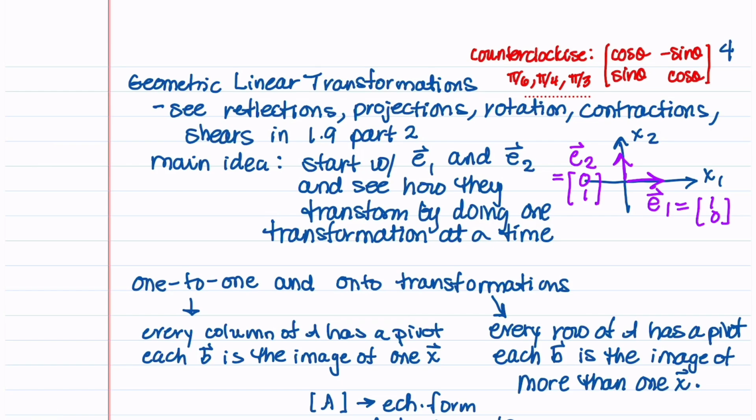We next looked at geometric linear transformations. I'm not going to go through all of these. I'll just tell you which ones we had looked at that you need to review. We had reflections, projections, rotations, contractions, and shears. Those were in section 1.9 part 2.